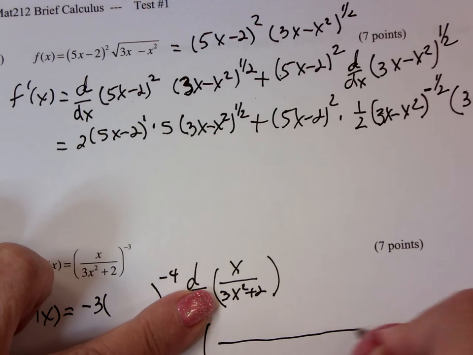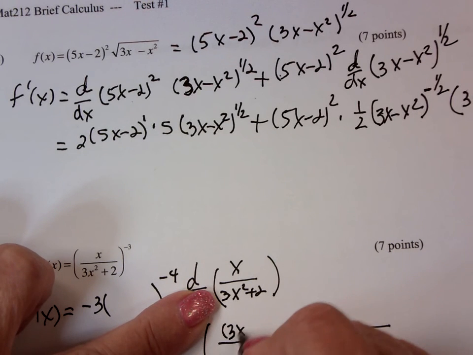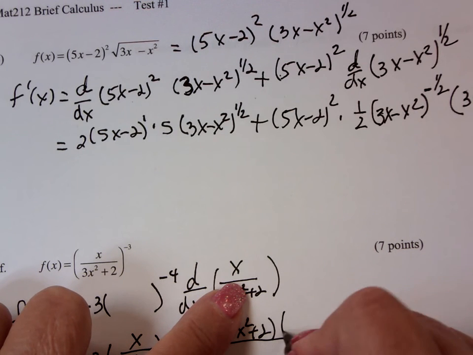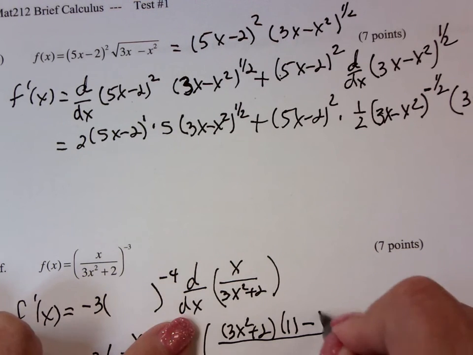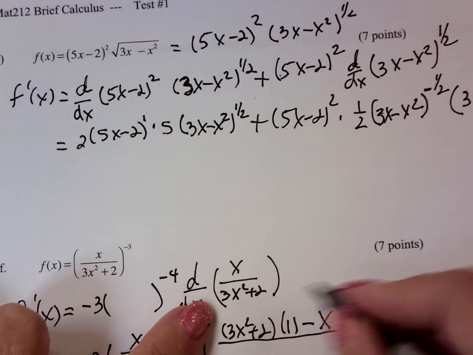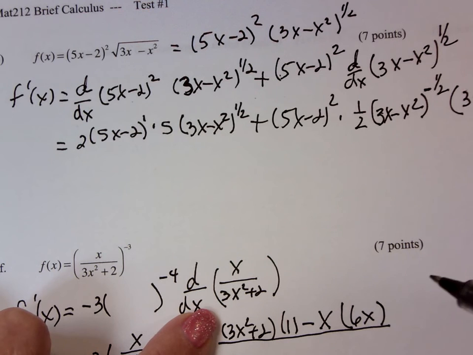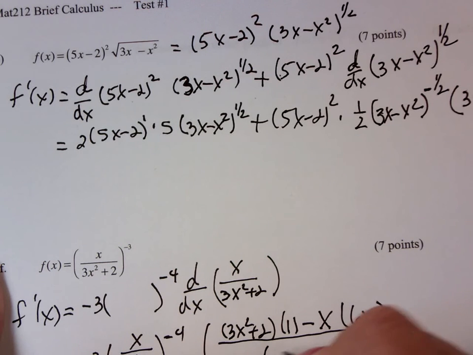Bring the denominator up times the derivative of the numerator, derivative of x is just 1, minus the numerator, that's just x, derivative of the denominator is just 6x, all over the denominator squared.